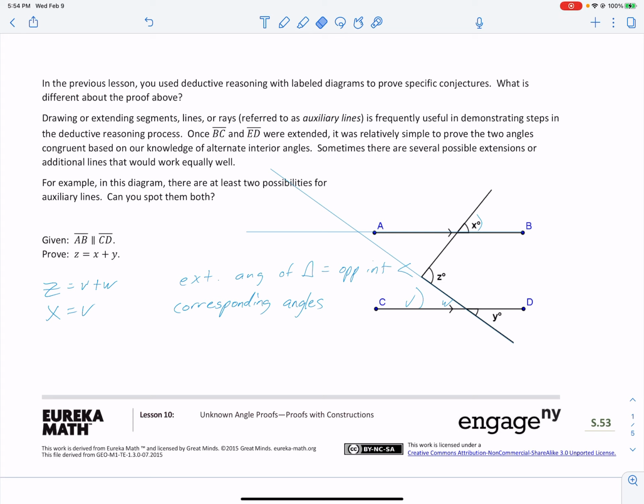Oh, I don't even need to do that. I thought I would need to do that, but notice, these are vertical angles. We could say that W is equal to Y because they're vertical angles. We don't have to do any sort of constructions for a vertical angle like that. If we have two lines that are crossing, the angles opposite from each other have to be equal in measure.